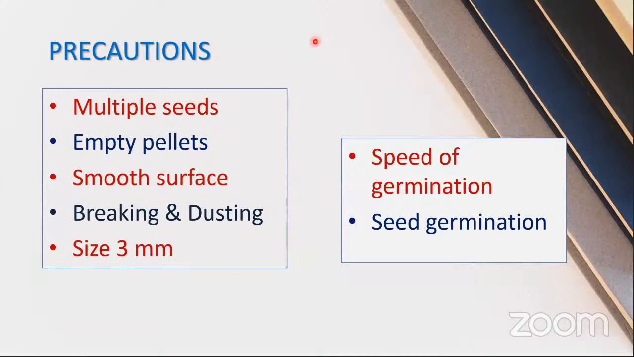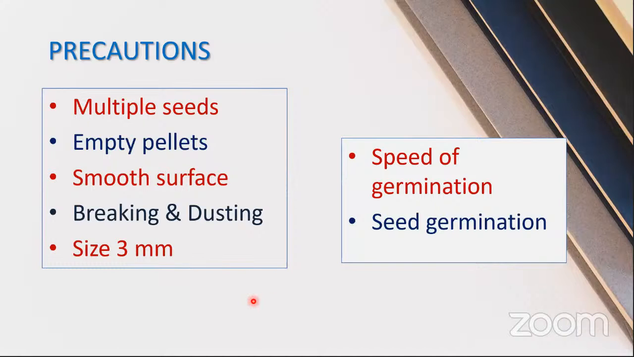Precautions: there is a danger of getting multiple seeds inside a pellet. Then there might also be a chance of empty pellets. Technologically, if you are not properly implementing it, these problems will come. The surface may not be smooth. Then faulty technology will lead to breaking and dusting. So standardization is very important. The internationally accepted size of the pellet is 3 mm. If you take 5 mm, it's not going to be feasible. Less than 3 mm, it's not going to be useful. So it might also have an influence on speed of germination as well as seed germination.